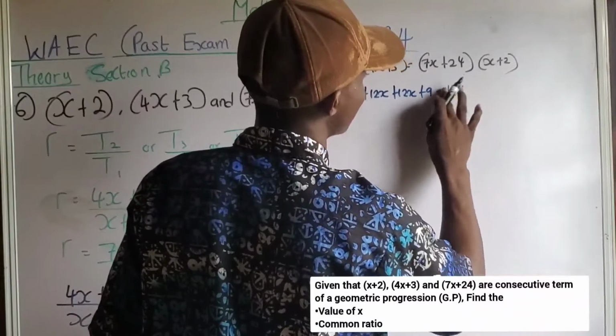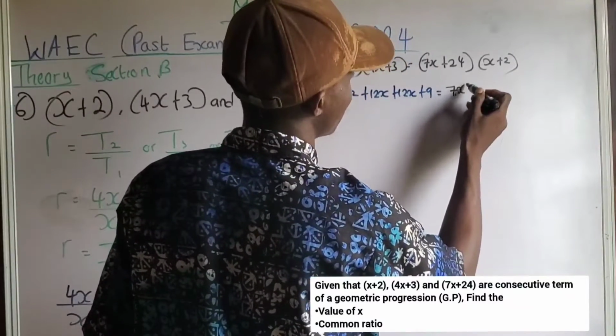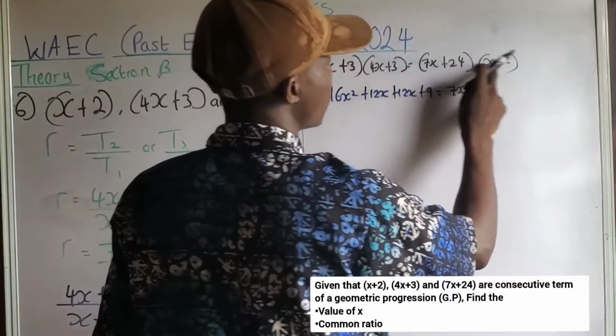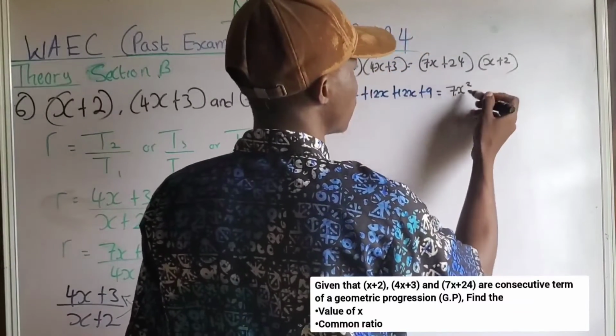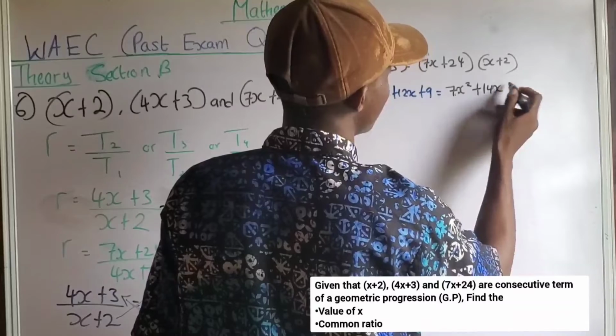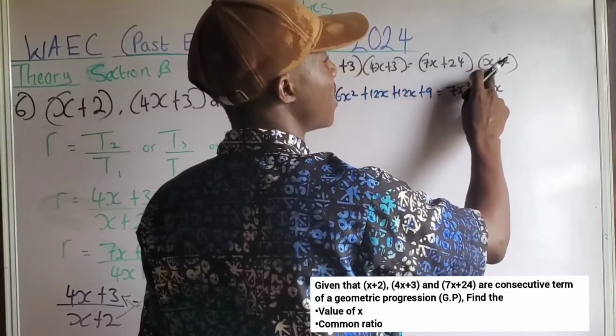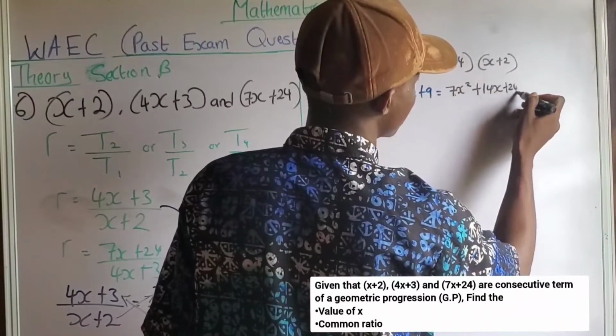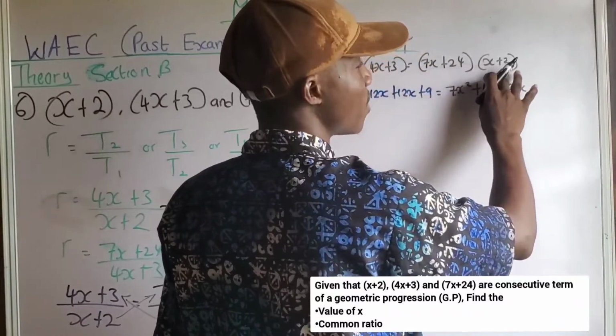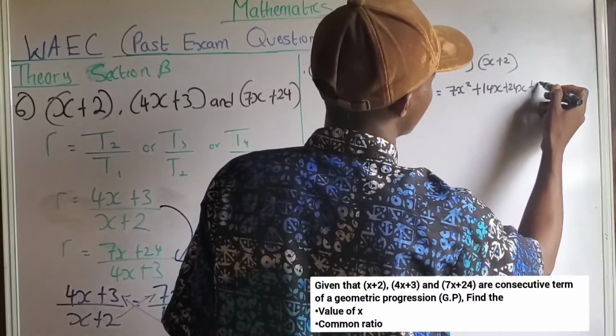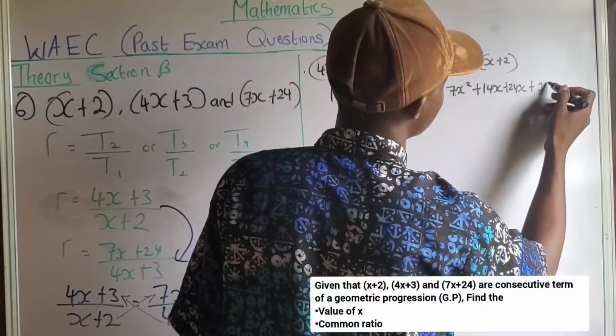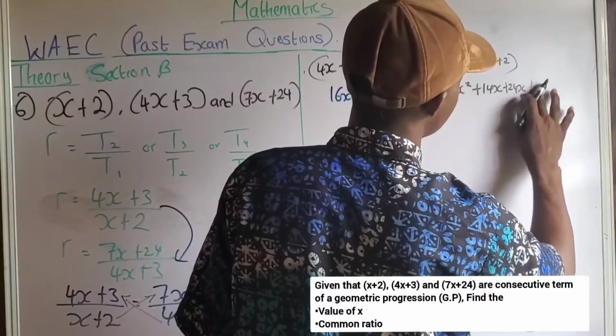Okay, for the right hand side of this equation, 7x times x, that is 7x squared. Okay, 7x plus 2, 7x times plus 2, that is plus 14x, then plus 24 multiplied by x, that is plus 24x, then plus 24 multiplied by plus 2, that is plus 48.